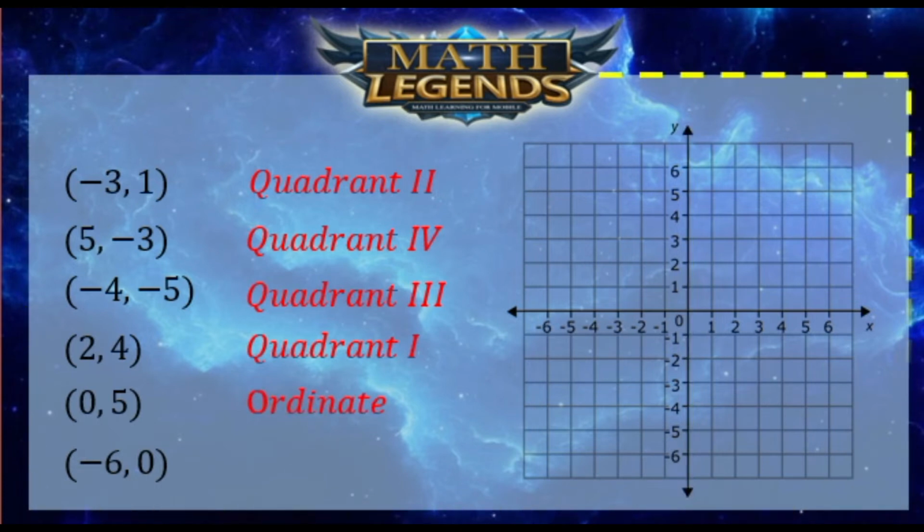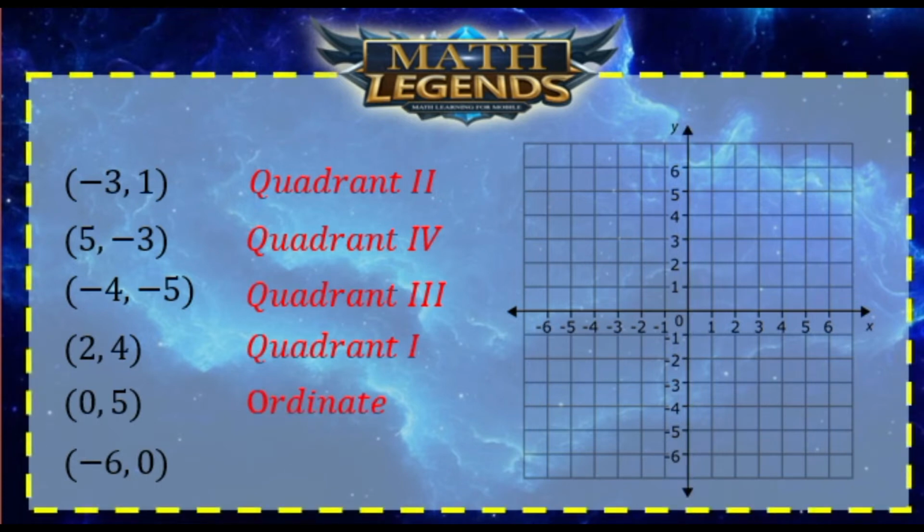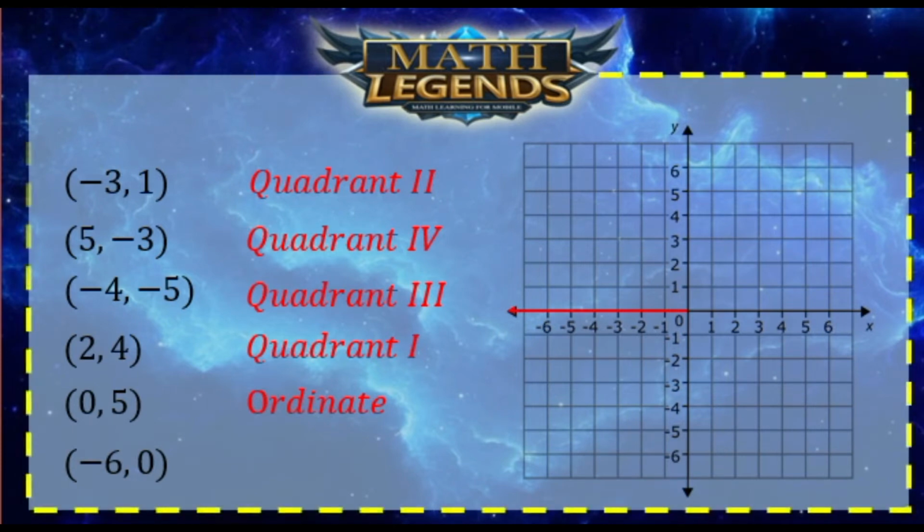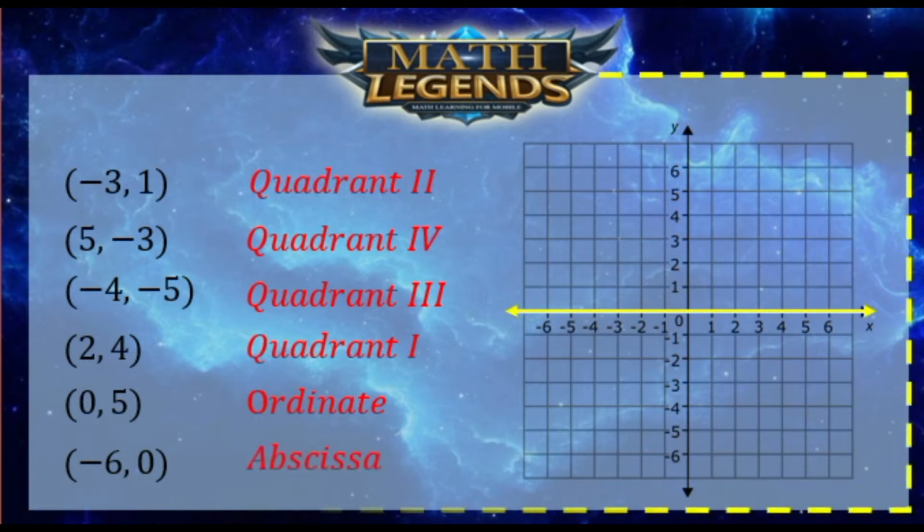For the last one, we have negative 6 and 0, wherein we have negative 6 as the x that is located in the negative x-axis, and we have y that is equivalent to 0. So therefore, the point is along the x-axis, or also known as the abscissa.